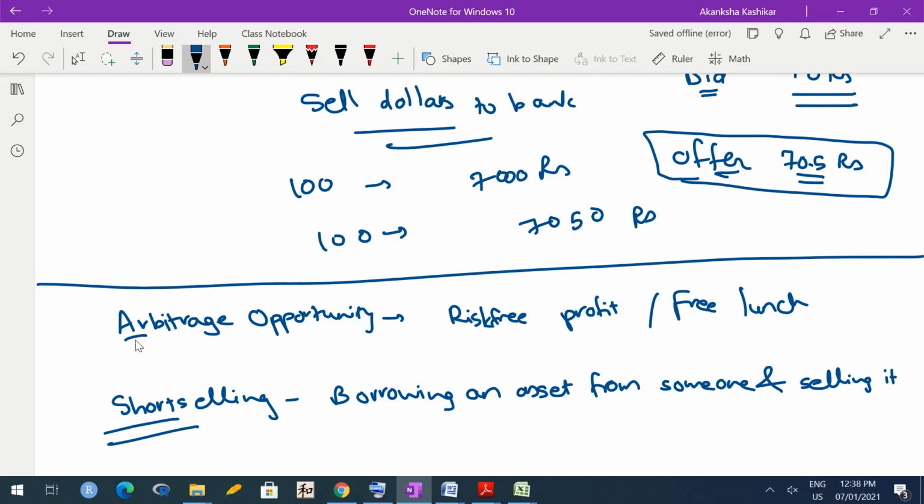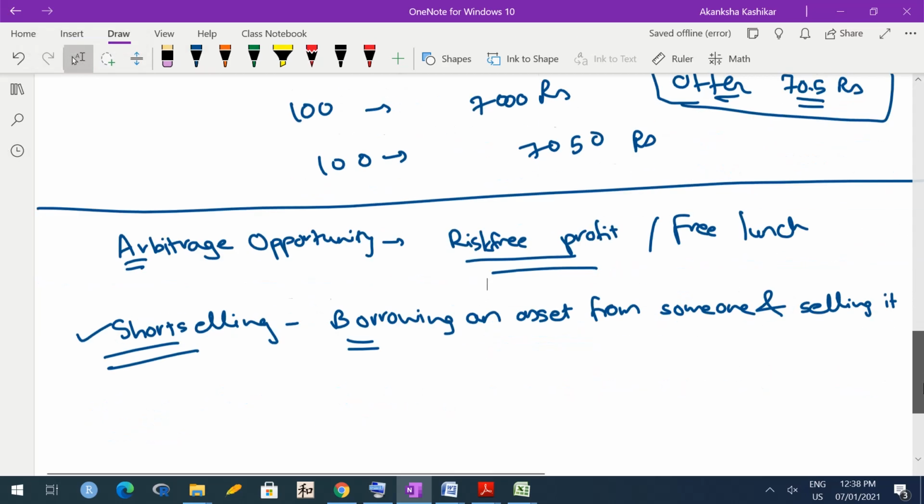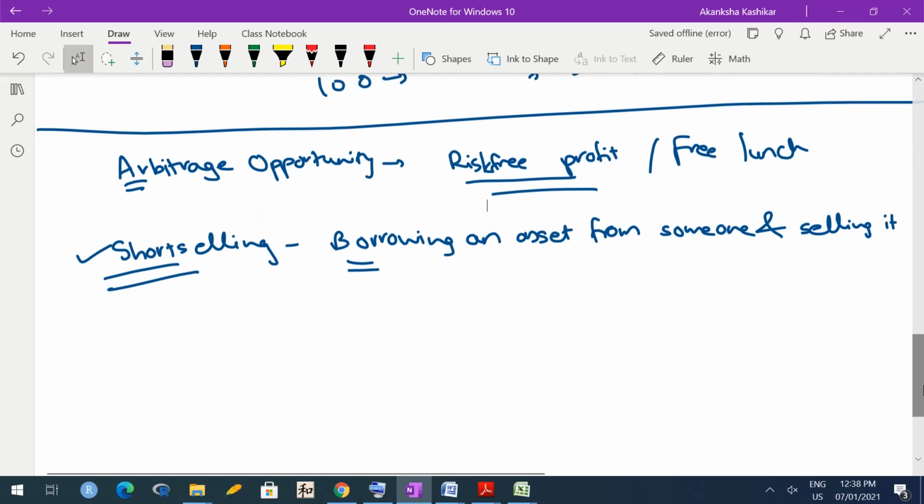So arbitrage opportunities are created if short selling is allowed in the market. Meaning, if it is allowed that you can borrow someone else's share, sell them, and then after a while return those shares back, then arbitrage opportunities, or opportunities to earn risk-free profit, are created. We are going to deal with this a lot. We are going to see many examples of how risk-free profit can be earned.